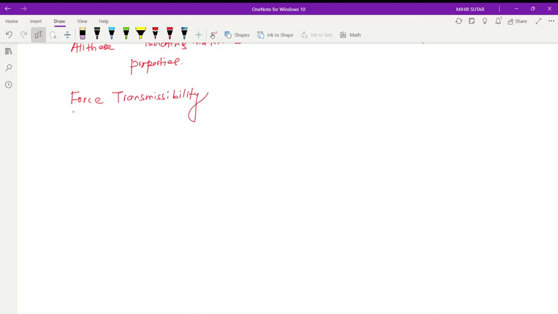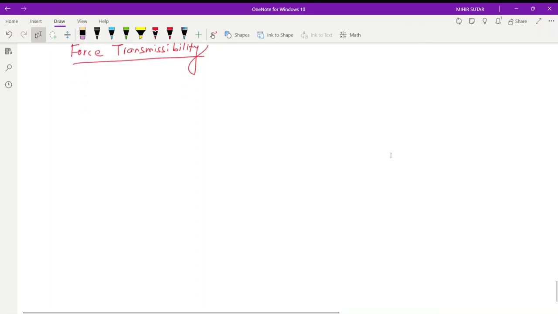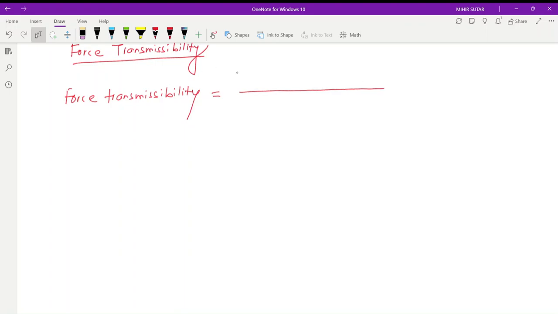Force transmissibility. Now, force transmissibility is defined as the ratio of force transmitted to the foundation, divided by force impressed on the system.